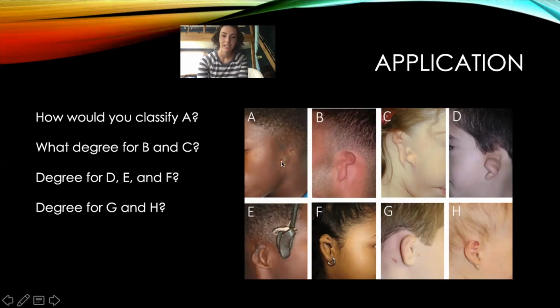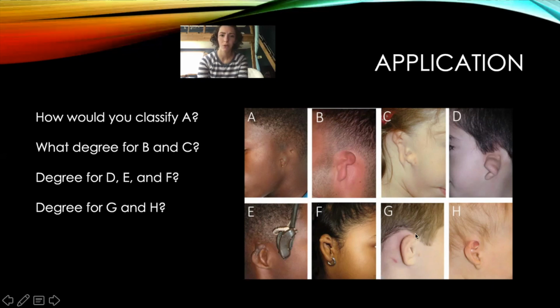So A, I'll go ahead and tell y'all. A would be considered anotia. B and C are going to be third degree. D, E, and F all have features that look more like an ear than B and C. So these are going to be second degree. Or sorry, these are going to be, yes, second degree. And then G and H are going to be first degree.